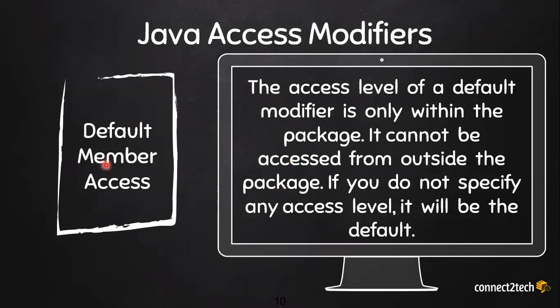As you can see here in the slide in front of you, default member access is basically the access level of a default modifier, which is only within the package. It cannot be accessed from outside the package. If you do not specify any access level, it will be default. Let us understand this concept with a diagram in the next slide.